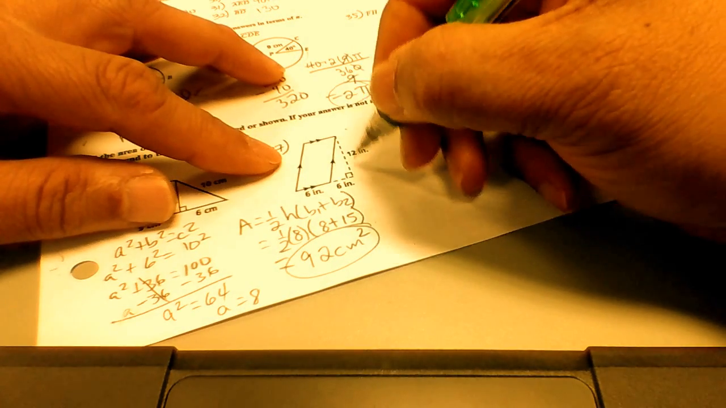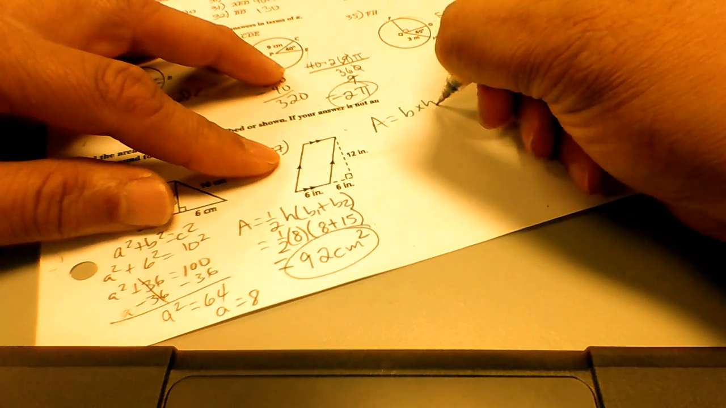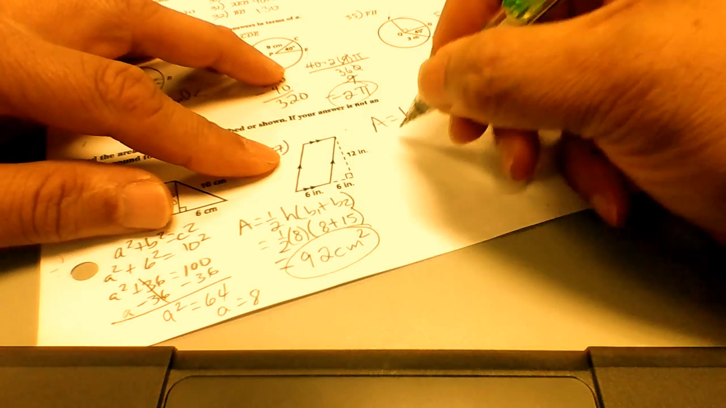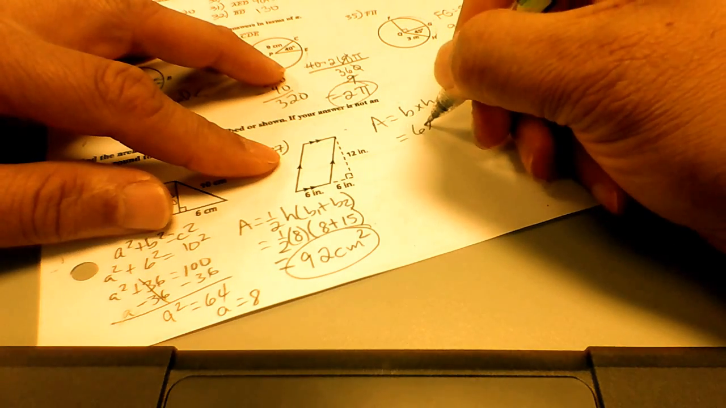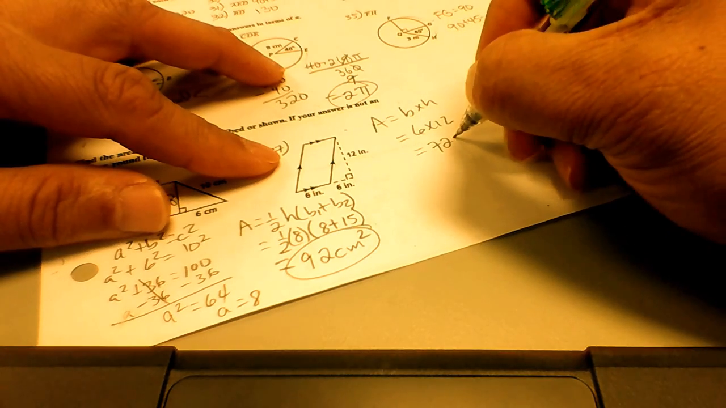And then this one is a parallelogram, so area is equal to base times height. And again, you look for the right angle. This is where the base and the height is. So this is going to be 6 times 12. And when I do that, I get 72 inches squared.